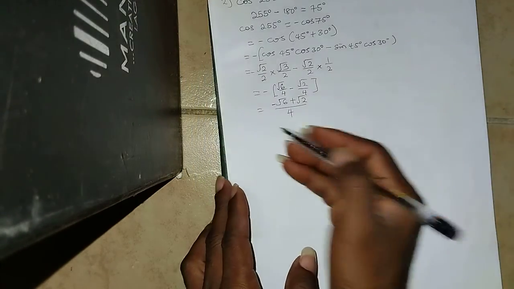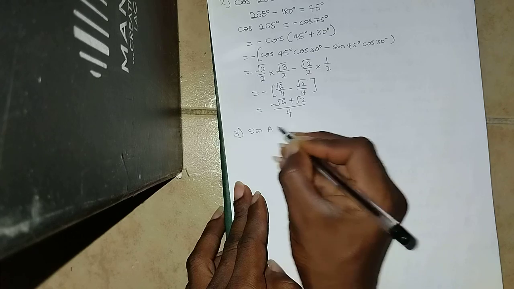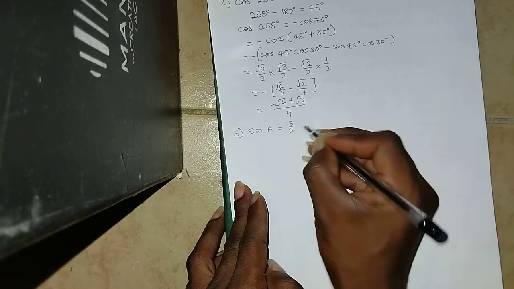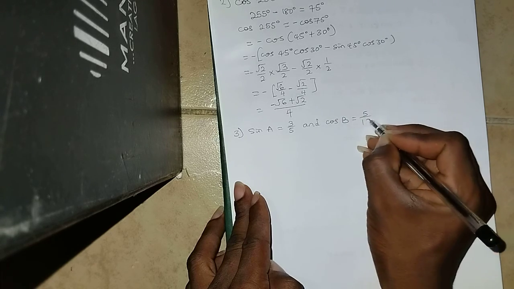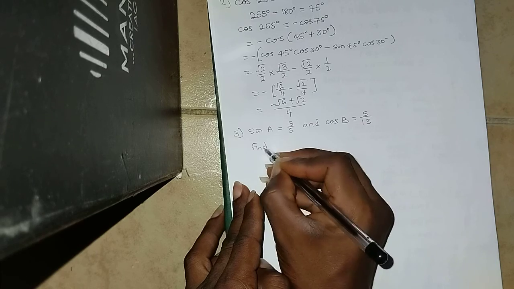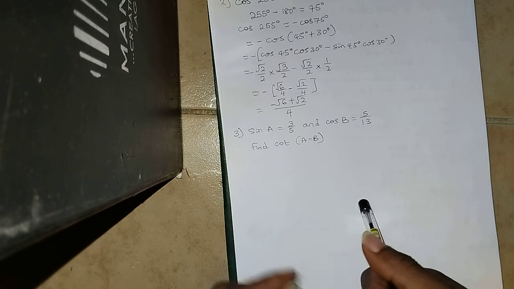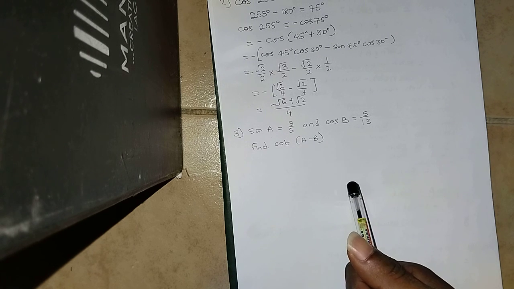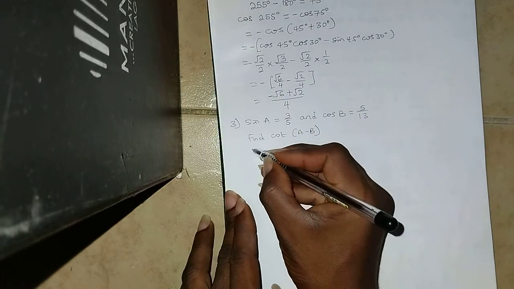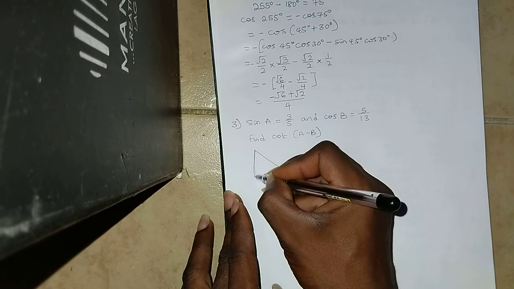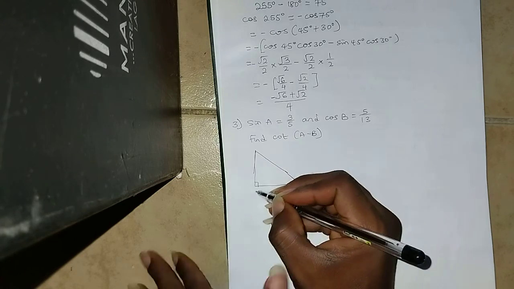And there's even one that looks more complex. Number 3, if I have sine a equals to 3 over 5 and cos b equals to 5 over 13, find cot of a minus b. Now by looking at this, the easy way to do this, anytime you see something like this, the first thing that should come to your mind is to draw a right angled triangle. Once you draw a right angled triangle, you know how to go about every other thing. It will be very easy for you to do.